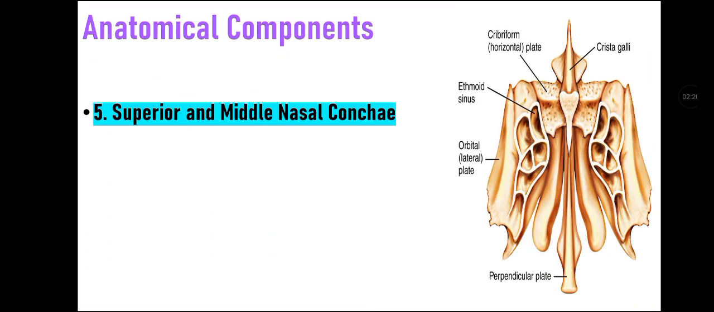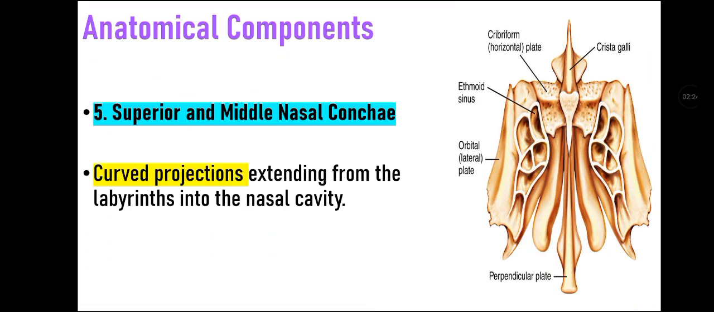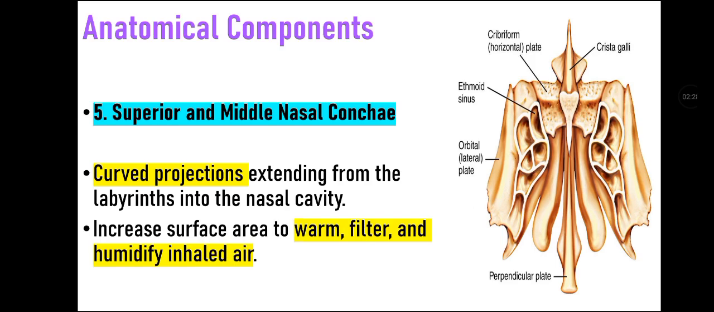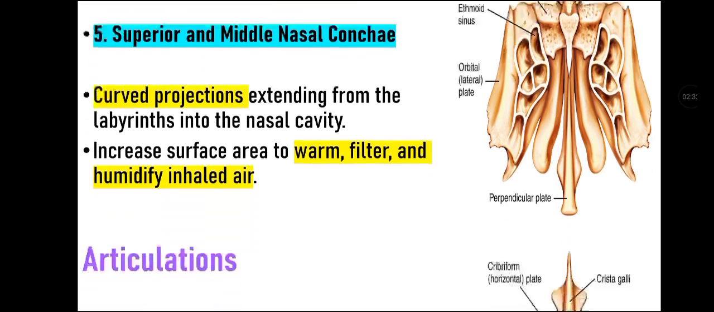Next anatomical component is superior and middle nasal conchae. They are curved projections extending from the labyrinth into the nasal cavity. They increase surface area to warm, filter, and humidify inhaled air.